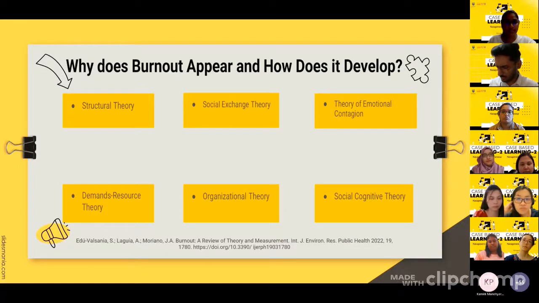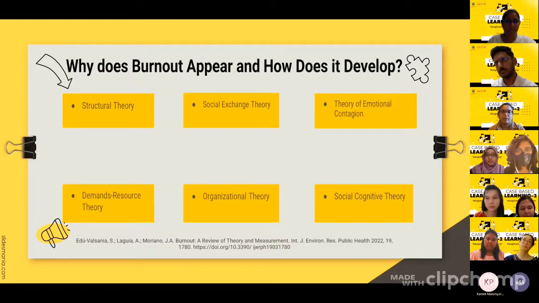The second is social exchange theory. This theory approach is when the worker perceives a lack of equity between efforts and contributions made and results obtained from the work itself. The third is organizational theory. This considers burnout as a consequence of organizational and work stressors combined with individual coping strategies. The fourth is demands resources theory. This approach postulates burnout when there is an imbalance between the demands and resources derived from work.